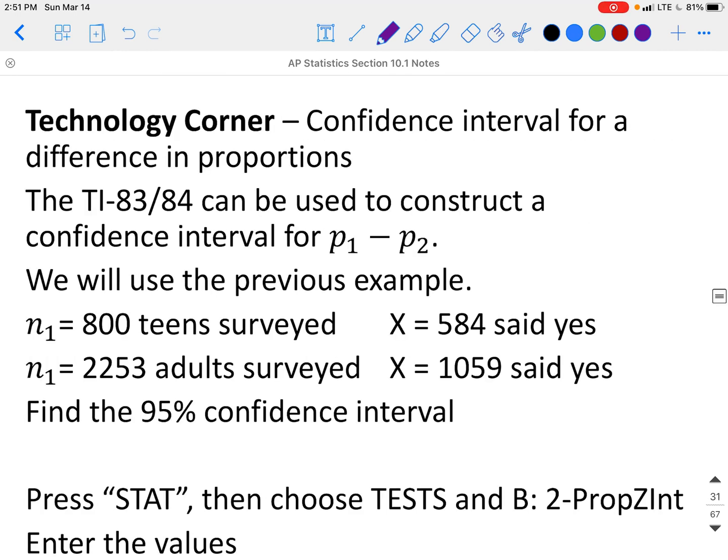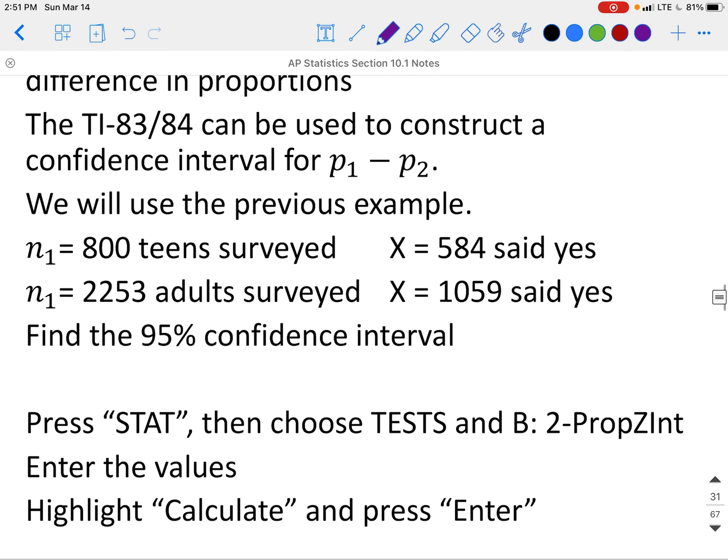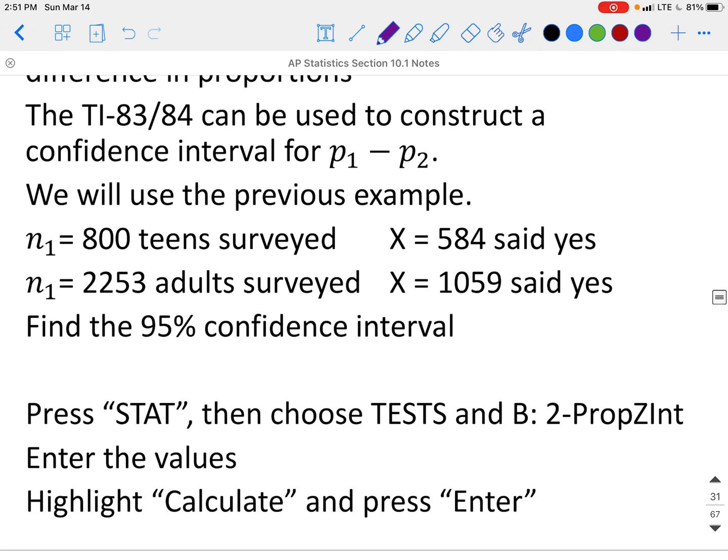Now we can use our calculator on a TI 83 or 84 to construct a confidence interval for p1 minus p2. We have all of our following information. So if we need to find the 95% confidence interval, you would hit stat, then choose test, and choose option B, which is a 2 proportion z interval, and then enter all of your values. So you need to enter the sample size for population 1, the number of successes, the sample size for population 2, and the number of successes. You're going to highlight calculate, and then press enter, and it will give you your interval.